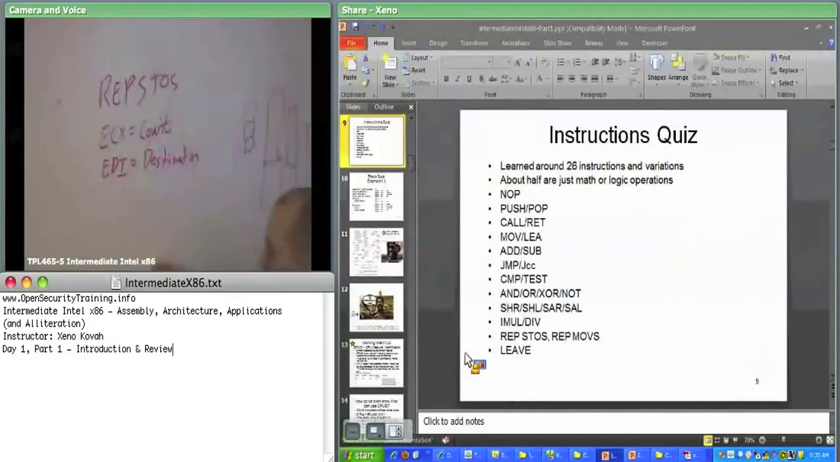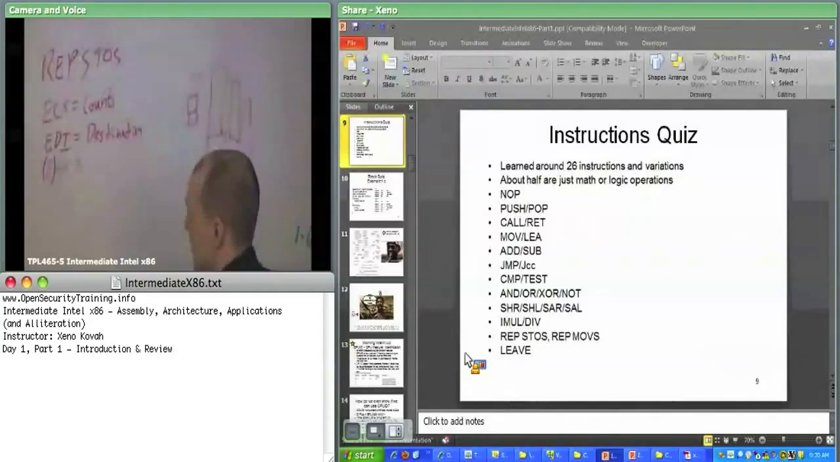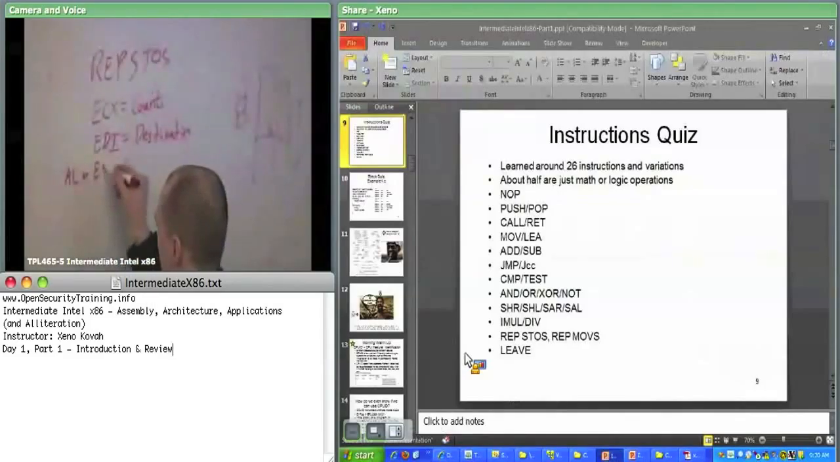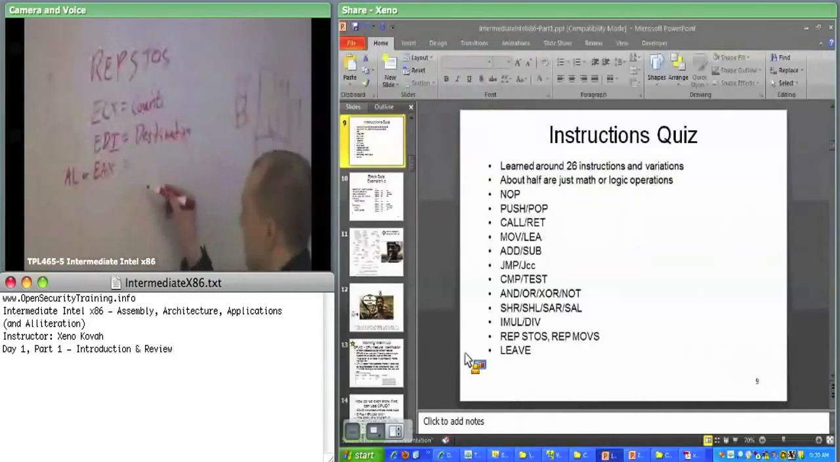So finally, the discriminator here with rep stos was EAX, or, let's call this parentheses around EAX, and actually that doesn't work. It's either AL or EAX that is the data to write at 1 or 4 bytes at a time.